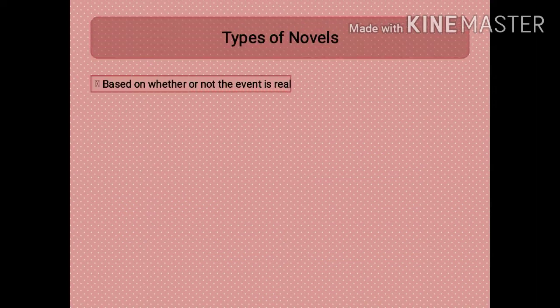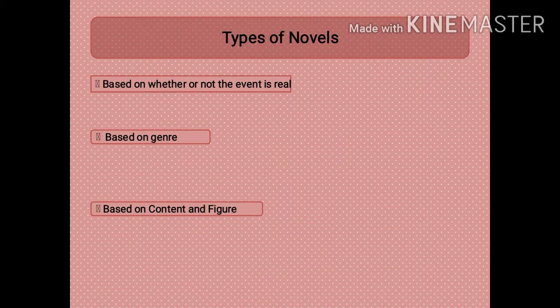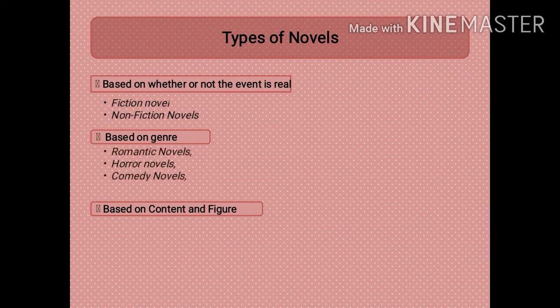Next is types of novel. There are three types of novel: first based on whether or not the event is real, next is based on genre, and last but not least based on content and figure. Based on whether or not the event is real, there are fiction novel and non-fiction novel. Based on genre, there are romantic novels, horror novels, comedy novels, and inspirational novels.